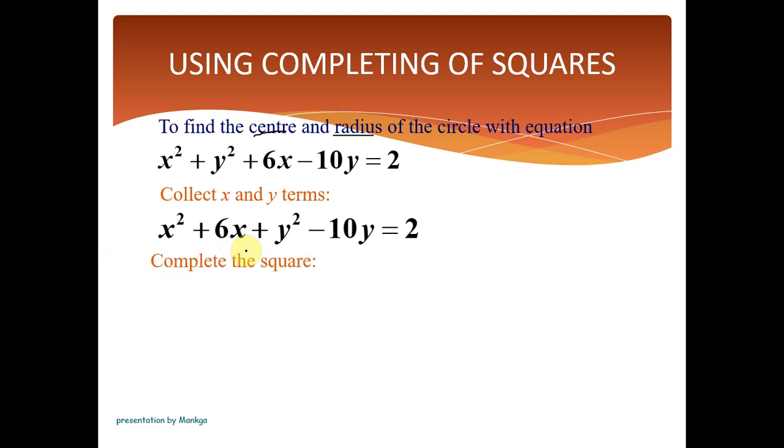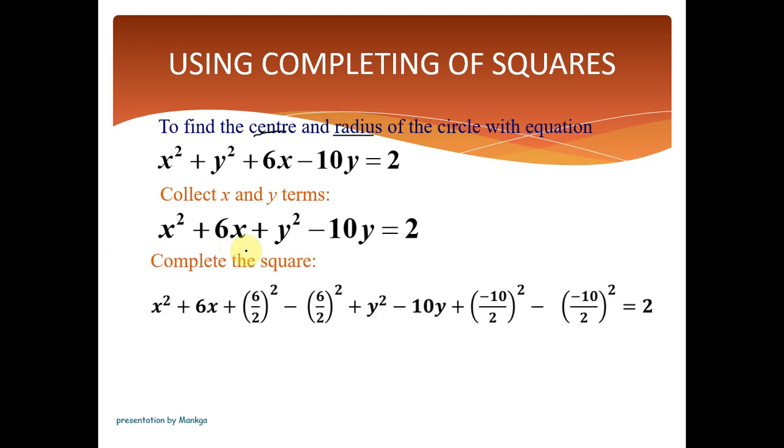Then the second step, we complete the square. Under completing the square, this is how you're going to do it. You will take the coefficient of x divided by 2 and square it. And then you add it and also subtract it. Example, x squared is here, 6x is here. Then you take the coefficient of x, it's 6 divided by 2. You square it and also subtract it.